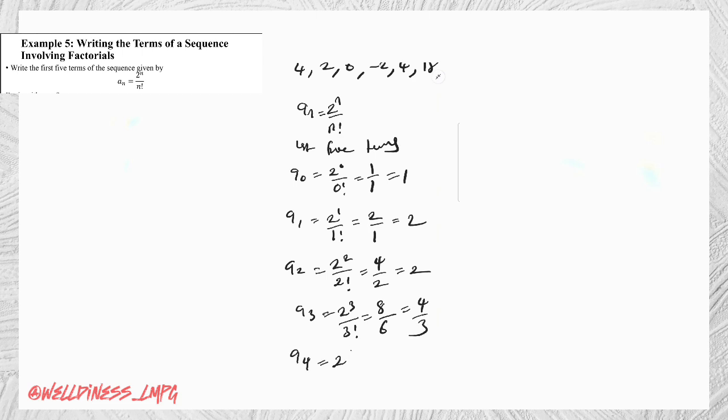Now to get a_4, which is our last term, you substitute 4 everywhere you see n, and that will be 2 raised to 4 divided by 4 factorial, and this will give you 16 divided by 24, which will give you 2 divided by 3.